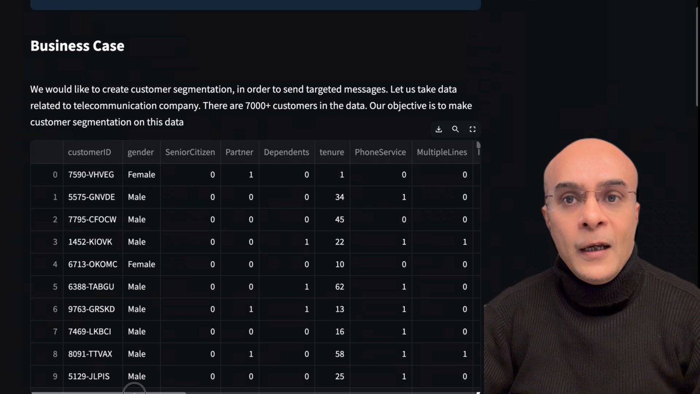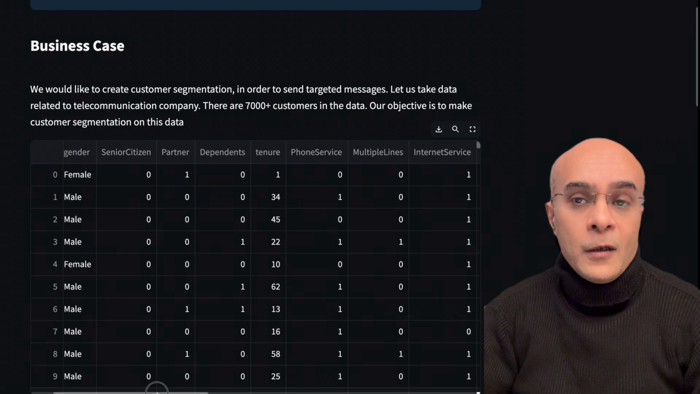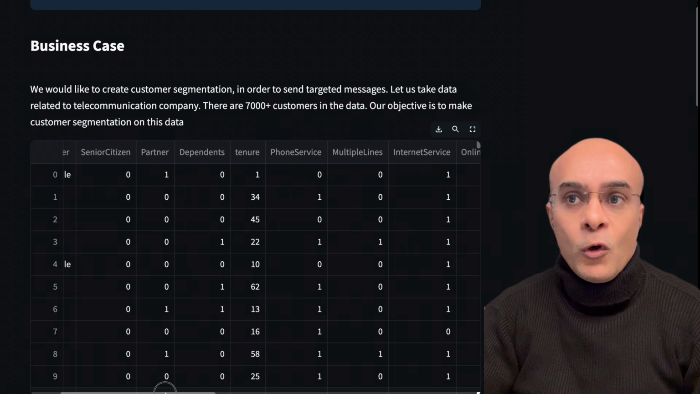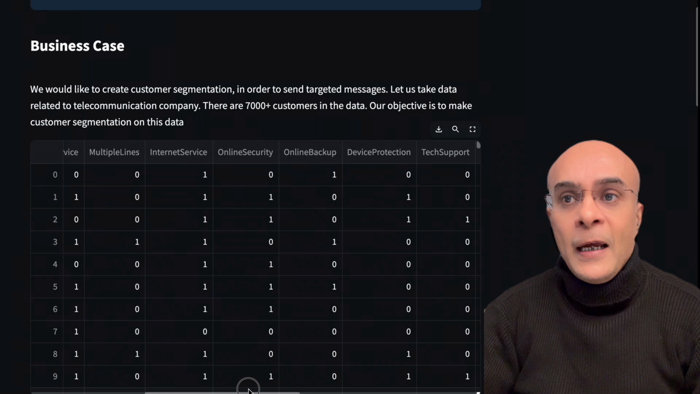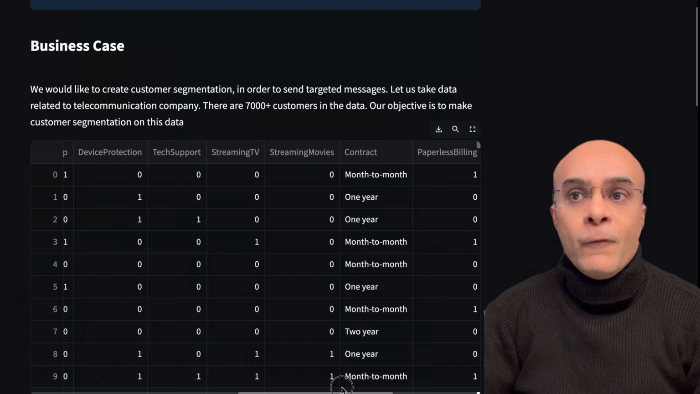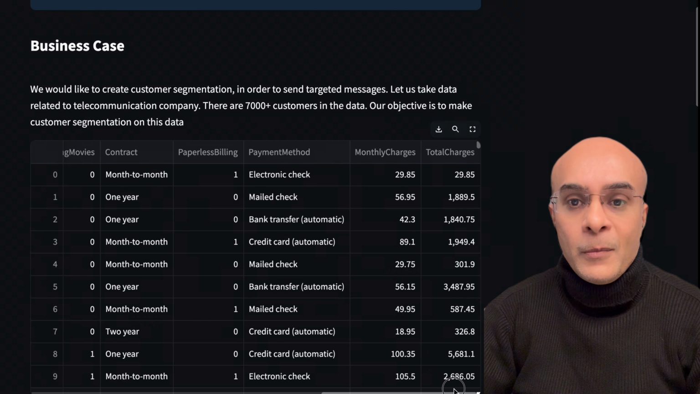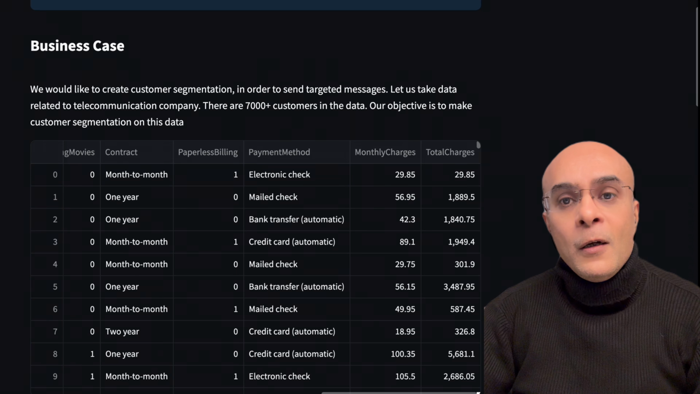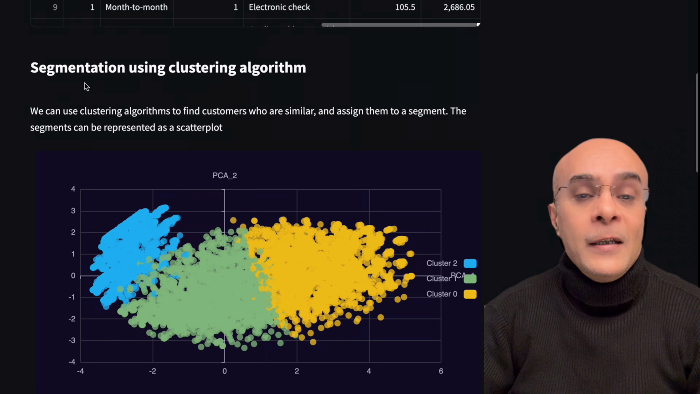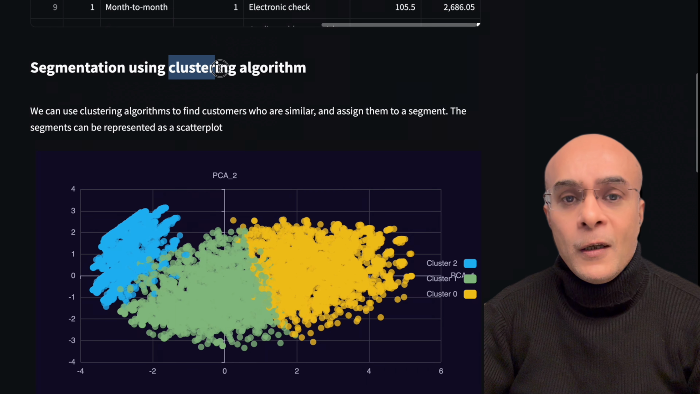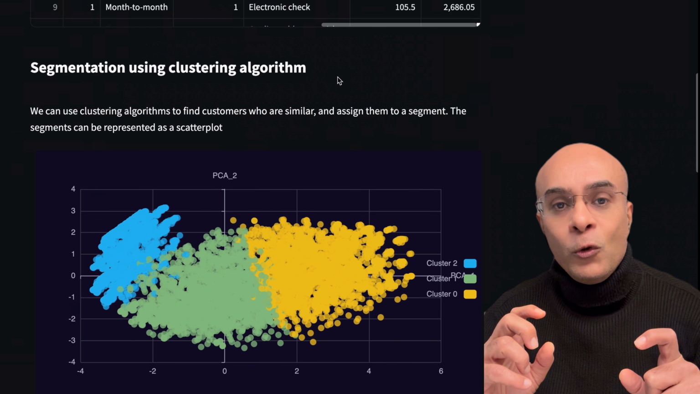So this data has information related to the customer. It has customer demographics, as well as information related to the different services which this customer has, as well as information related to the monthly charges and the total charges which the customer is paying. Now, one way we can group all these customers together or create segments is using a clustering algorithm. And this clustering algorithm will put all the customers into different segments.